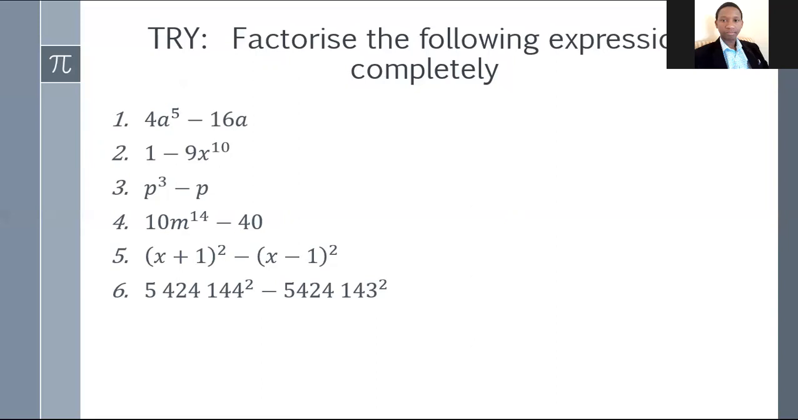Stay tuned. In the next video, we're going to move up, level up, by looking at quadratic trinomials. Stay tuned.